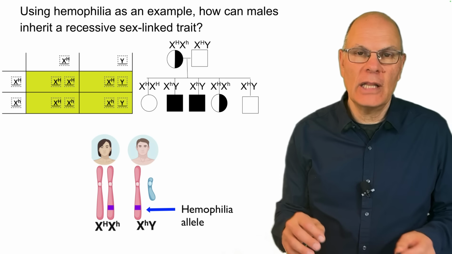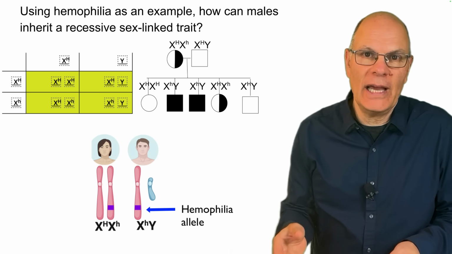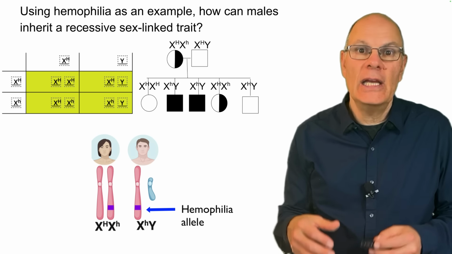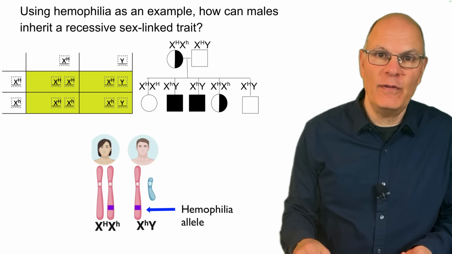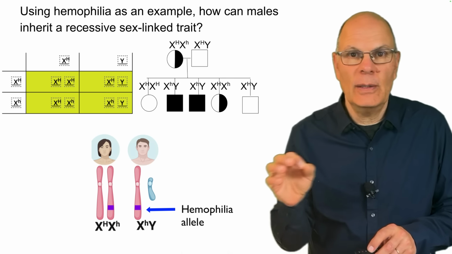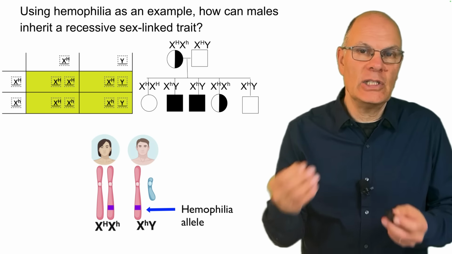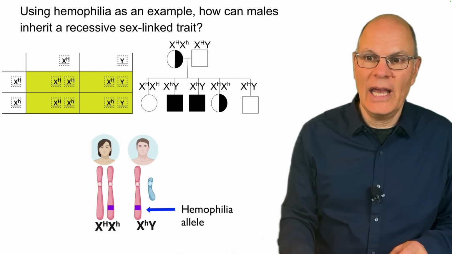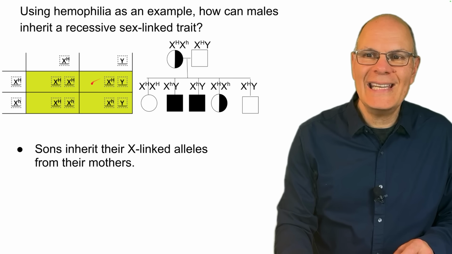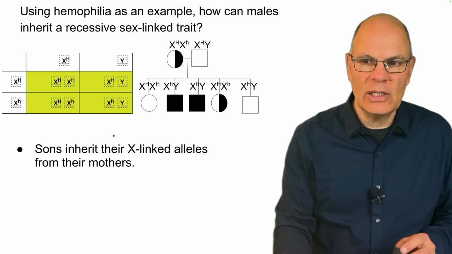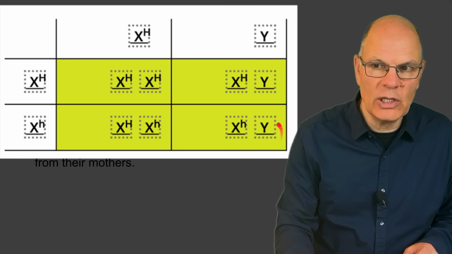Hemophilia is a blood clotting disorder, and essentially hemophiliacs can't clot their blood. It's much more common in males than in females because the mutated allele that leads to ineffective blood clotting is on the X chromosome. Sons inherit their X-linked alleles from their mothers. So we'll look at the Punnett Square first.